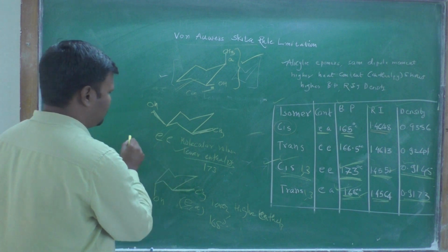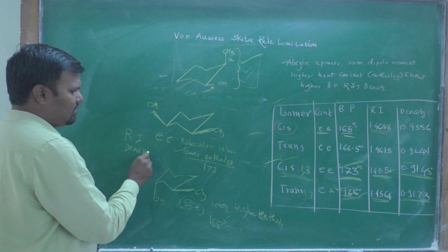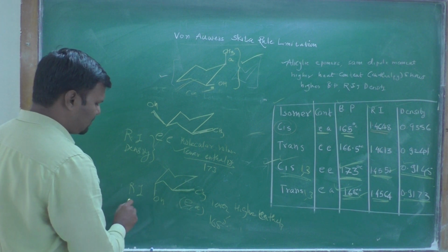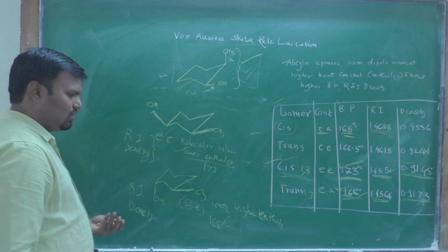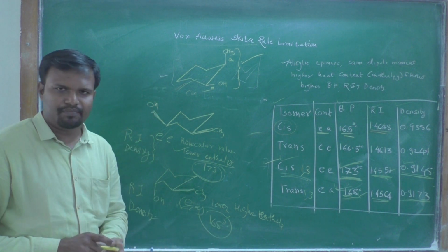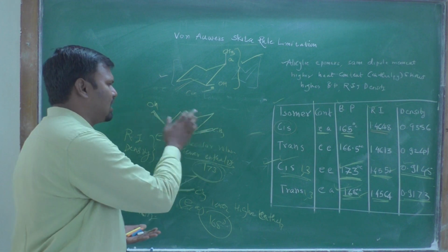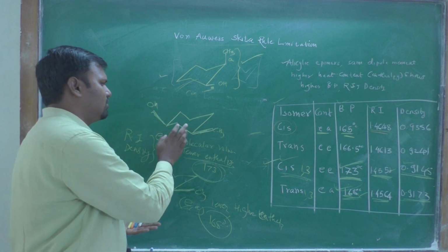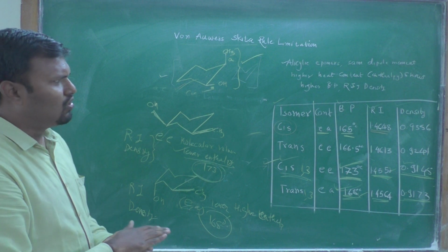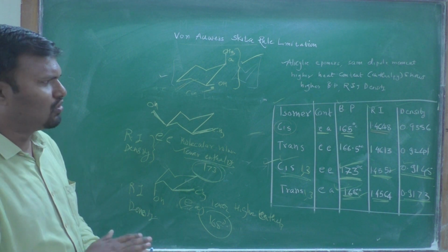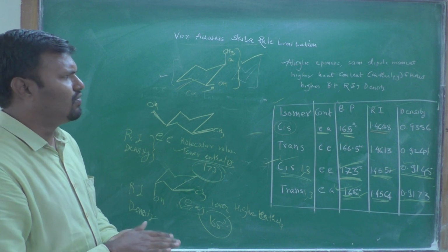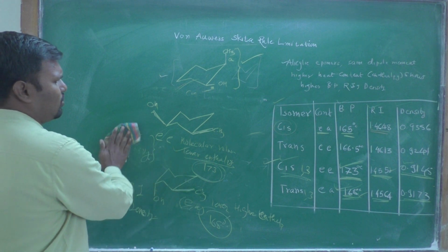But all other properties for these molecules, refractive index and density, show lower values for the EA isomer, and higher values for the AE isomer, but only the boiling points show a change. The boiling points of alkyl cyclohexanols, where alkyl groups and a hydroxyl group are present in cyclohexanol, do not follow the Auwers-Skita rule. It gives the reading opposite to the Auwers-Skita rule. This is all about the first limitation of the Auwers-Skita rule.